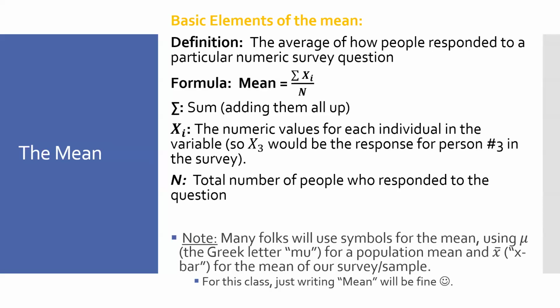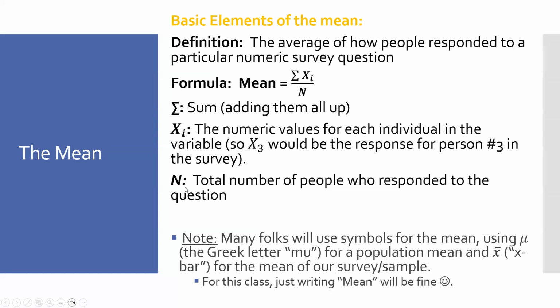So the definition of a mean is basically the average of how people responded to a particular numeric survey question. And while you see these really strange formulas, this big sigma is known as a sum, adding them all up. This x sub i is the numerical value for each individual in the variable. So if I were to have x sub 3, it would be that variable for the third person in our survey. So if I go to the General Social Survey, person number 3 would have a response equal to what our x3 is, and go all the way down to x12,000 if we needed to.